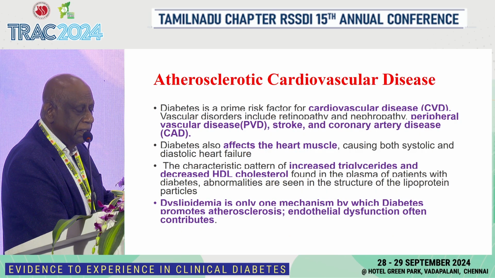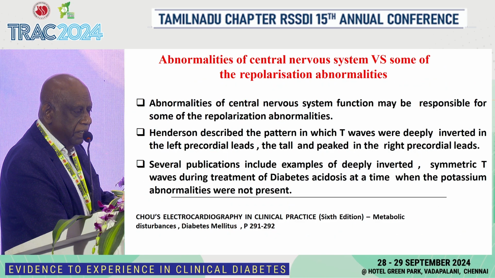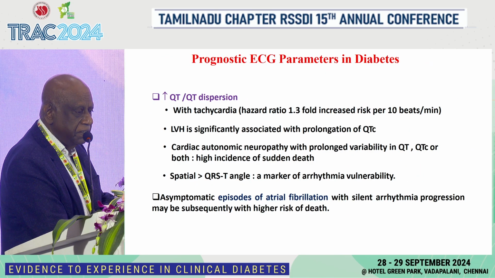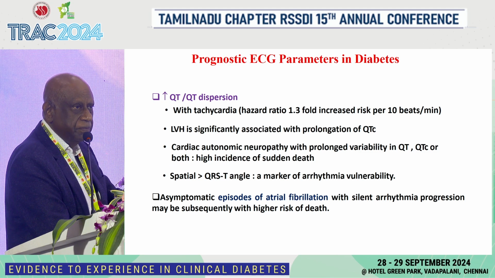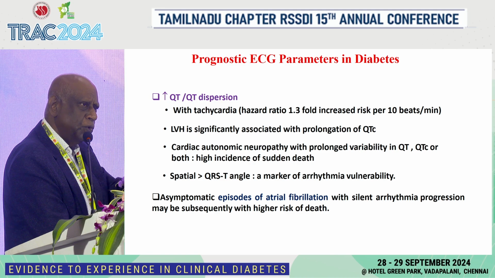Now the entity of an atherosclerotic cardiovascular disease, which is becoming very common nowadays, here a lot of things are there. This has an abnormality of the cardiac autonomic nervous system. Thereby a lot of T-wave changes and rhythm changes are there. The prognostic parameters in diabetics through ECG.